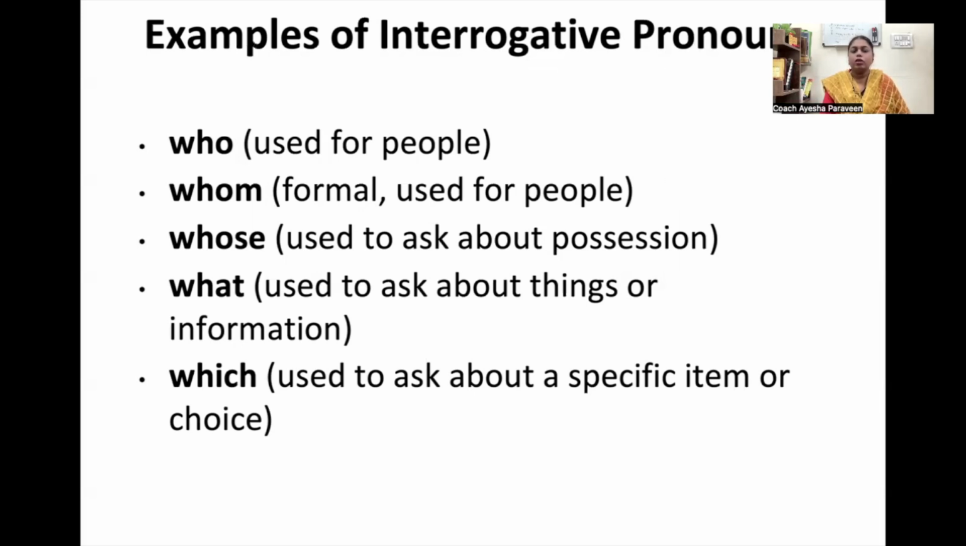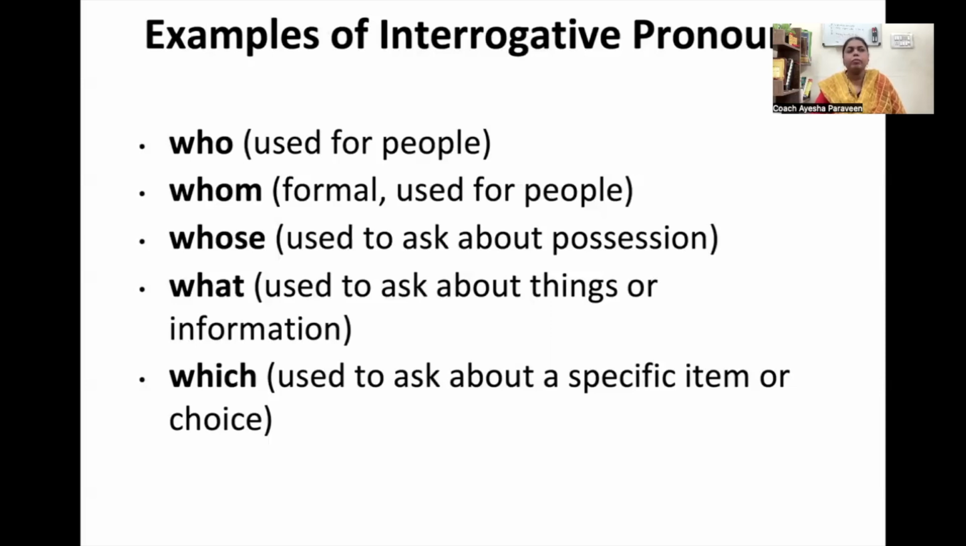Interrogative pronoun who is used for people. When we are speaking about people, we use who and whom. Whom is also for people. Whose we use when we are talking about possession. When in a sentence we are talking about somebody's possession, we use whose. What we use to ask about something or some information. Which we use when there is a choice. I will explain each one with an example, so you will get a clear understanding.